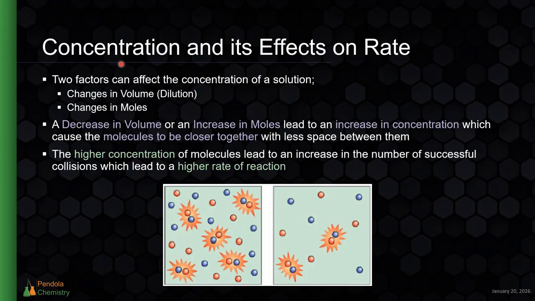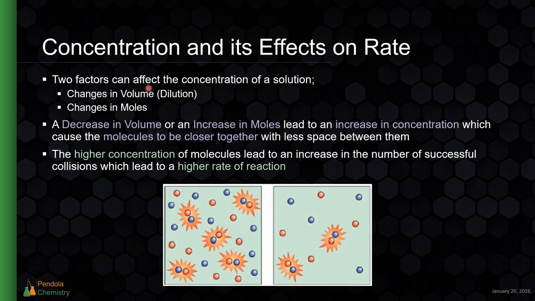There are two factors that affect rate of reaction. One of them is concentration, the other one is temperature, which we'll cover in section 3. So let's focus on how concentration affects the rate. There are essentially two factors that can affect the concentration of a solution. One of them is the volume of that solution, and we can change that volume by diluting the solution and adding some solvent. And the other one is the moles of the solute.